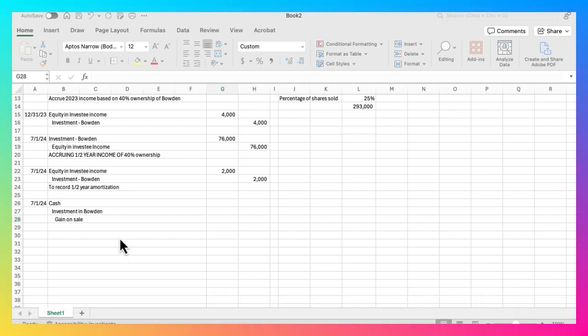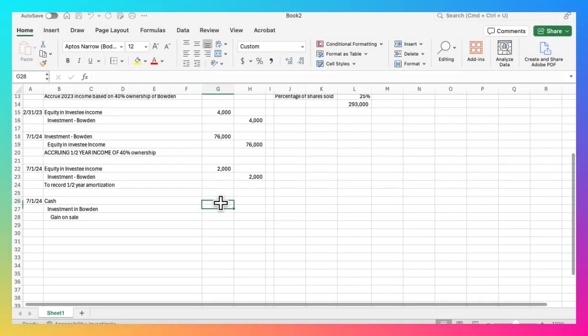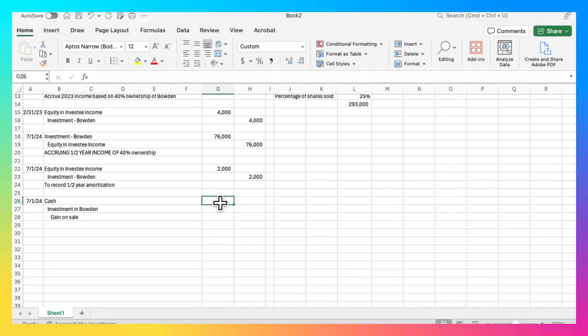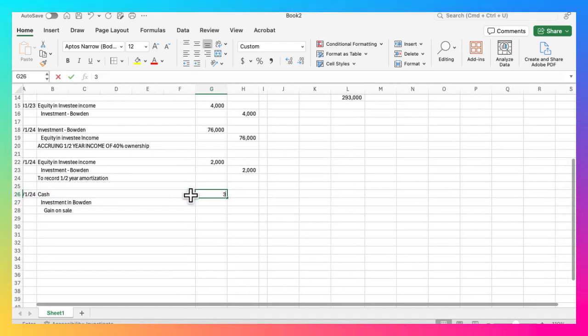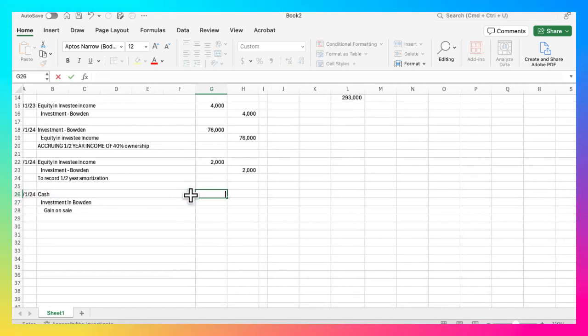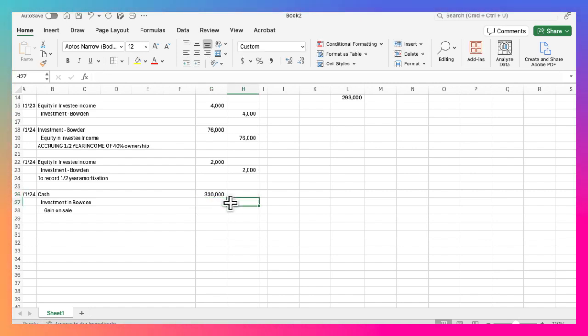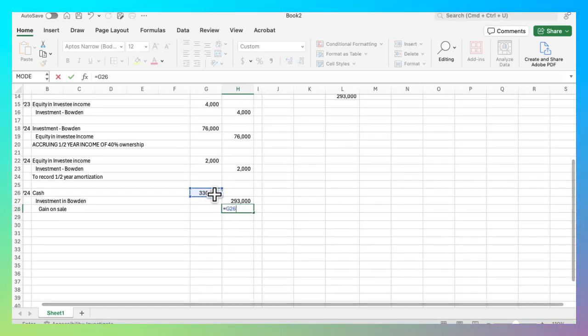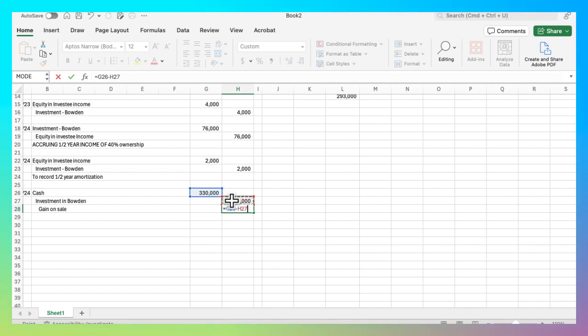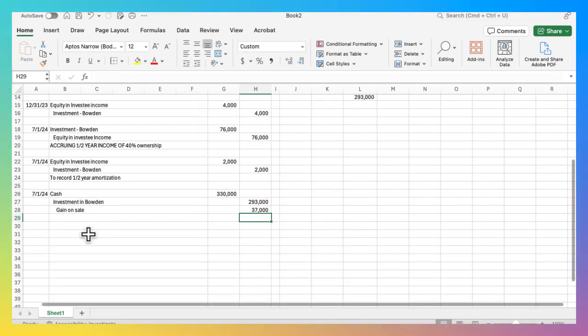So what we're going to do is we're going to debit cash. Sorry. I have a dual screen set up here and my mouse doesn't like it. So cash that we get is $330,000. The investment in Bowden goes down by $293,000. And the difference of $37,000 is the gain on sale.